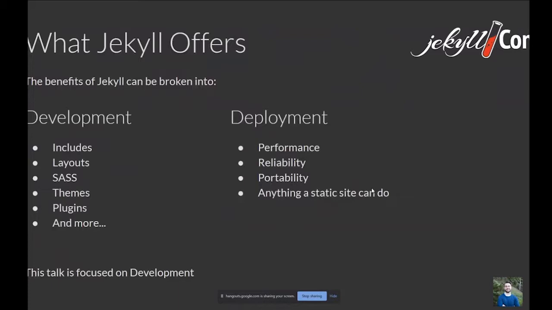So Jekyll offers us two different sides of the puzzle. We have a nice development environment, which gives us a whole lot of things to keep our content DRY. And by DRY, I mean don't repeat yourself, sorry. So we'll be focusing on the development side. This gives us includes, layouts, Sass, themes, plugins, and a whole lot more. Big part of that is probably just having everything stored in Git. The full version history that you get from having a system that can just sit in source control is hugely advantageous.